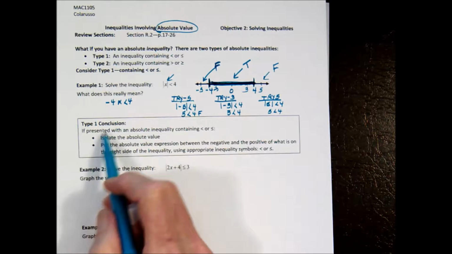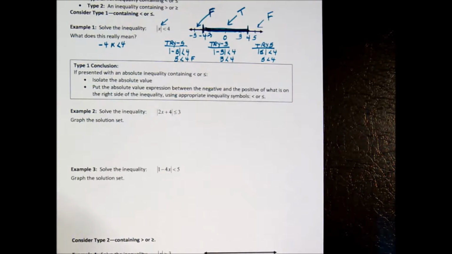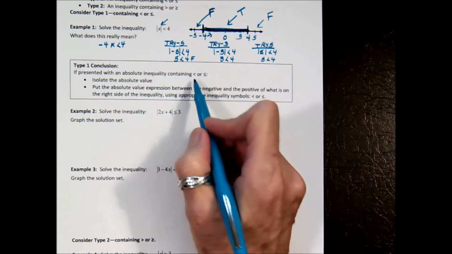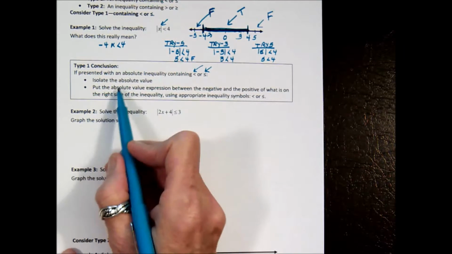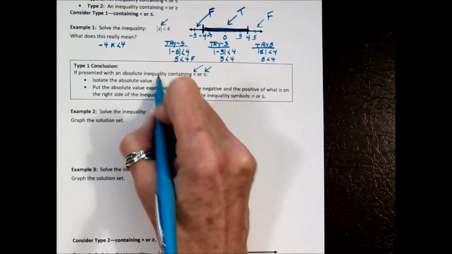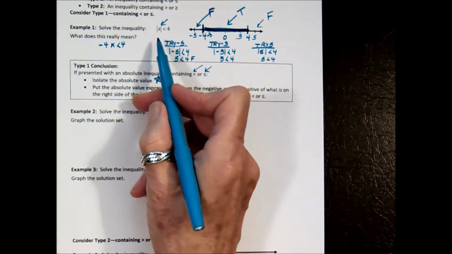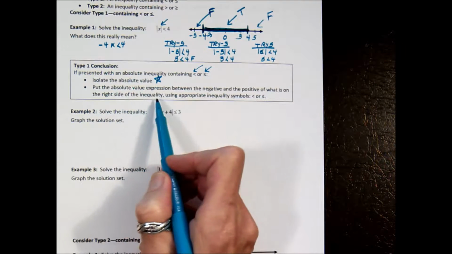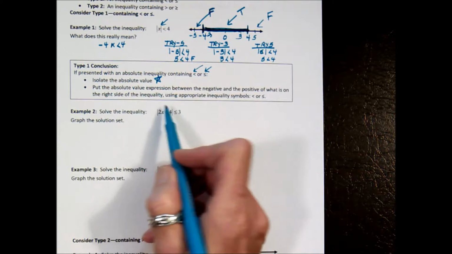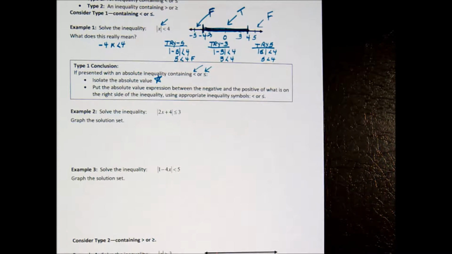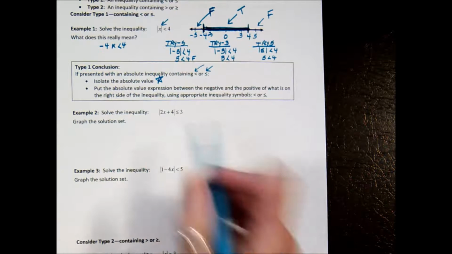So type 1, conclusion. If you are given an absolute inequality that contains less than, isolate the absolute value. That's super important. It was already done in this one. And then put the absolute value expression between the negative and positive of whatever is on the right side of the inequality. So let's try one.